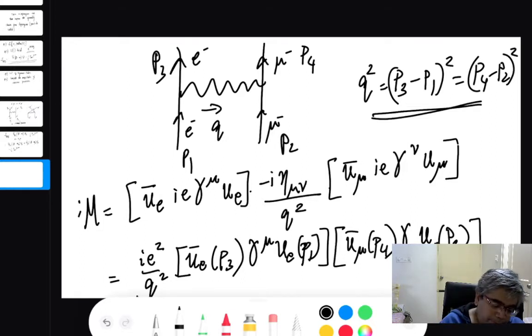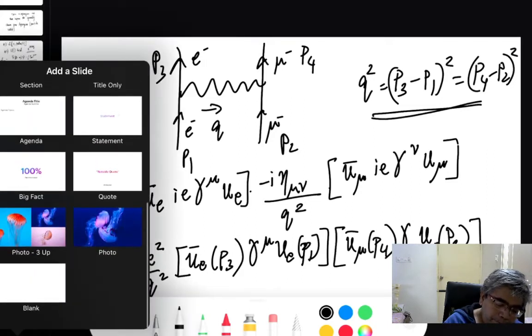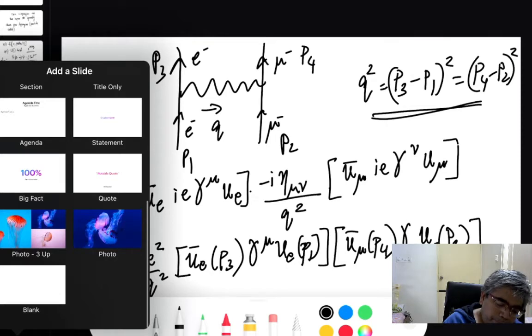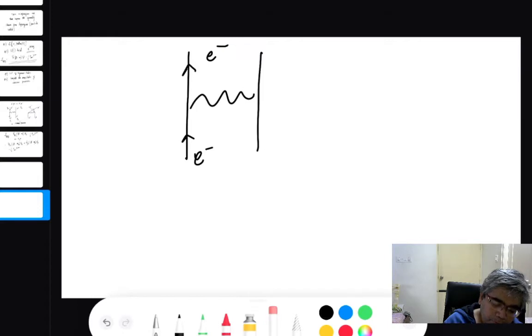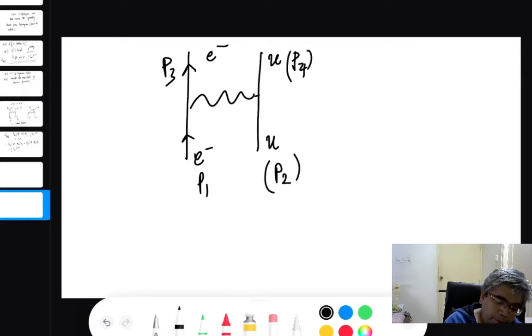Say for example, the same amplitude for this diagram. So let's take what quark you want. For example, let's take the U quark. Okay. Now, first question, is this process possible?